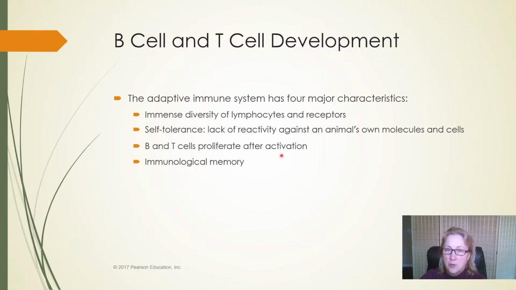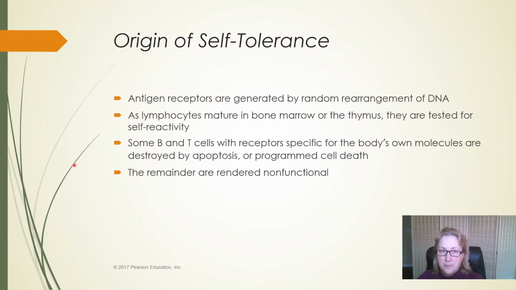B and T cells proliferate after activation, and this gives us our immunological memory. And we have both memory B cells and memory T cells.